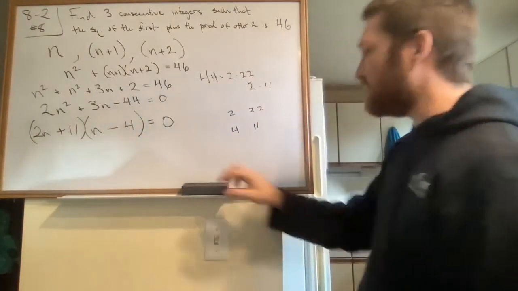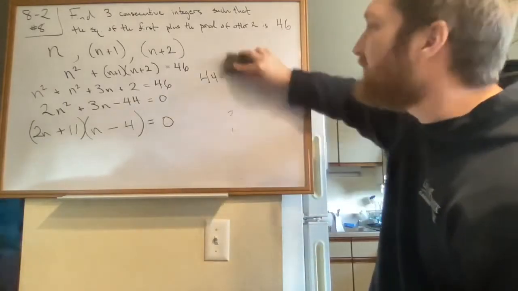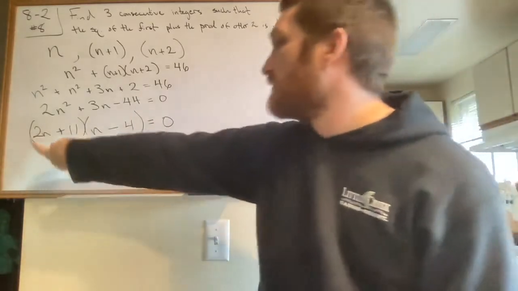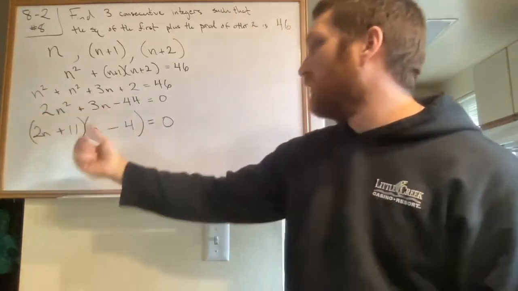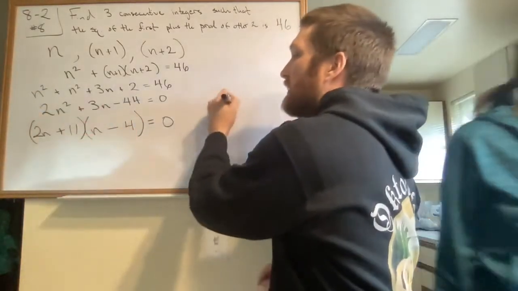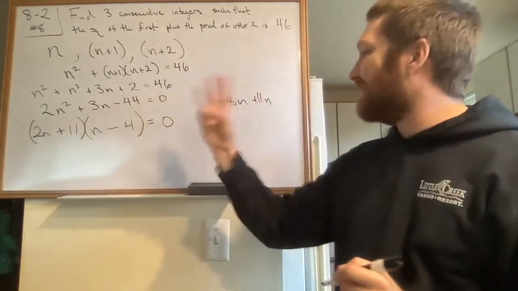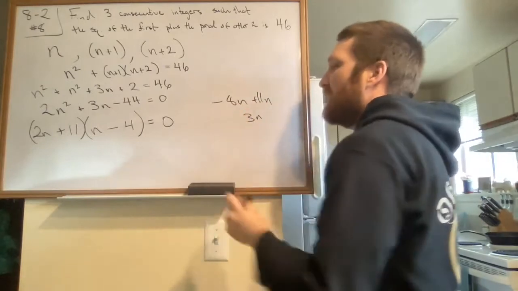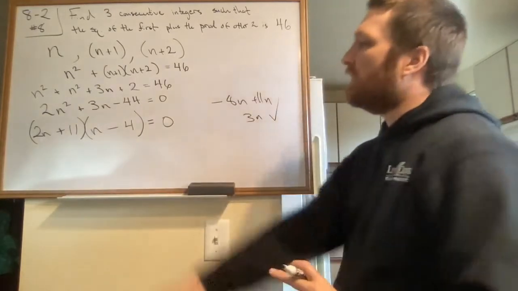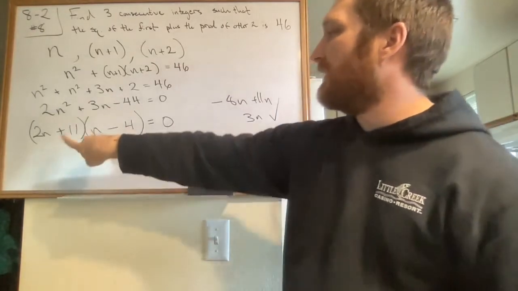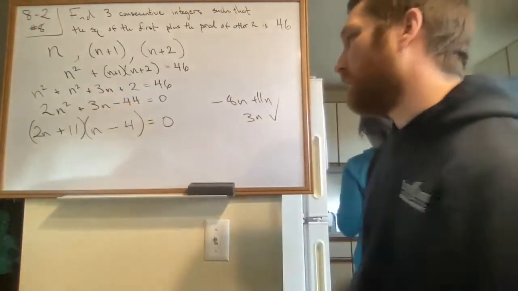Okay, so now what does that give us? Let's double check that and make sure that that does give us what we want. First, outer, inner, last. That gives me 2n squared. Good. Outer is minus 8n, inner is plus 11n, and minus 8n plus 11n is 3n. The last is 4 times 11, which is 44, and it is negative, and so we're good to go.